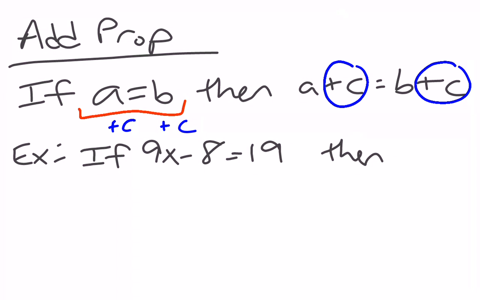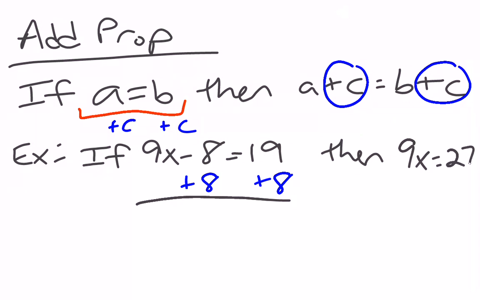So something you're used to seeing is this equation in the example. If 9x minus 8 equals 19, the addition property says that I can add 8 on both sides and therefore conclude that then 9x equals 27. And that's all we're doing right now. We're not going all the way finally to the answer. We're just showing that one property, which is I can add stuff to both sides.